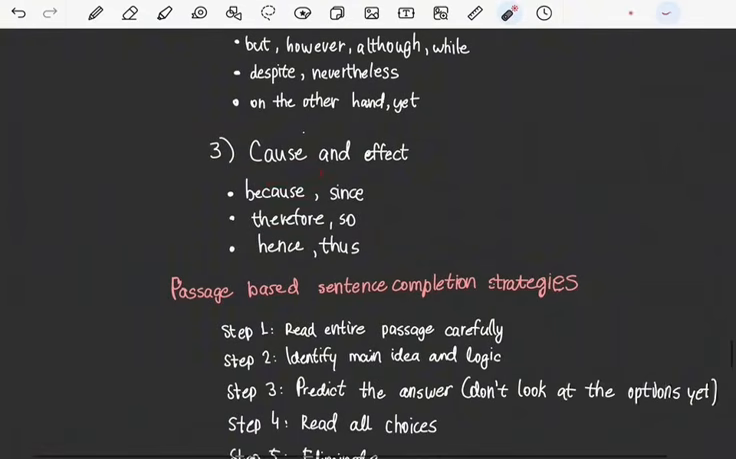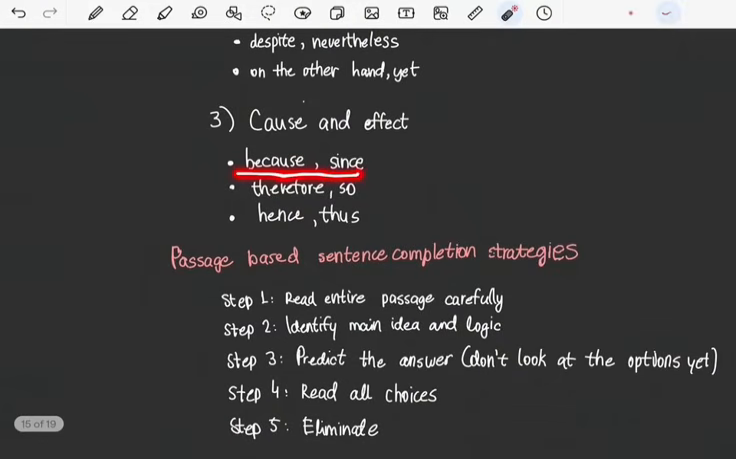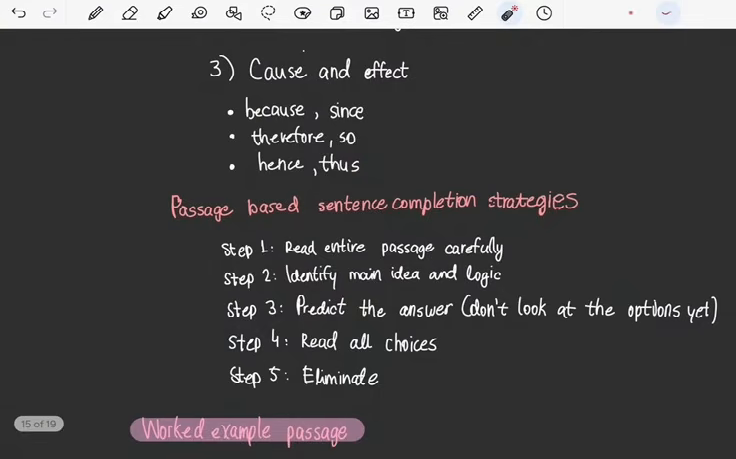Okay, so let's go to the next one, which is cause and effect. So it shows a logical consequence or a result. The blank is the result or the cause of something. So here the signal words can be because, since, therefore, so, hence, thus, consequently, this indicates that, this suggests that, or as a result of. So these are kind of words that you can look for and identify the relation of cause and effect in a sentence.